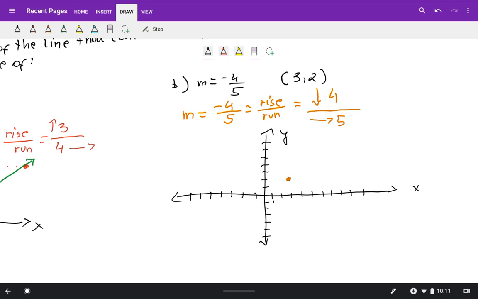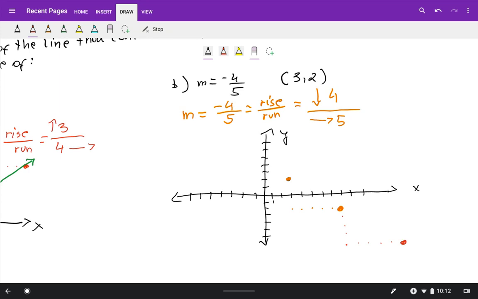So from the given point right here, I'm going to move 4 units down because the slope is negative. So I have 1, 2, 3, 4 units down and 5 units to the right, 1, 2, 3, 4, 5. So that's my point right here. Okay, and you can continue, as long as you keep the same ratio. So from this point, I'm going 4 units down, 1, 2, 3, 4, and 5 to the right side, 1, 2, 3, 4, 5.